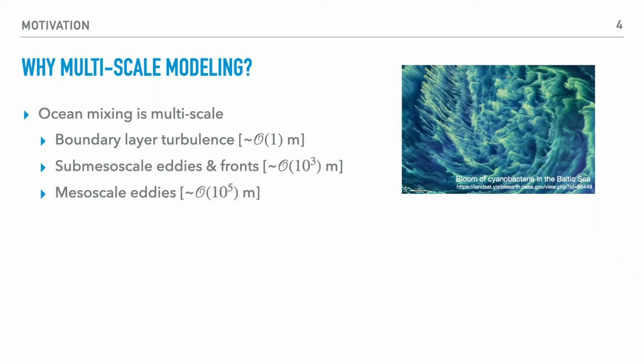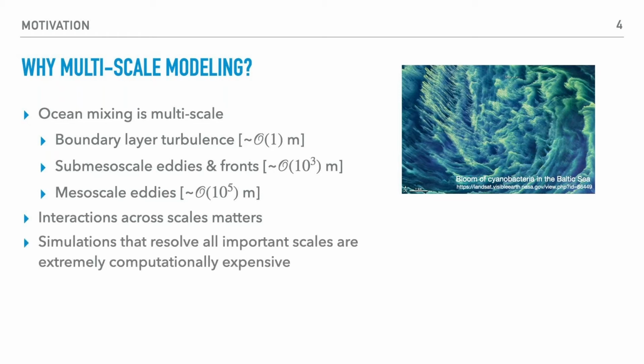So why do we care about multi-scale modeling? As shown in this figure I talked about before, ocean mixing is multi-scale. On the smaller side, there's boundary layer turbulence, on the order of a meter. There are also sub-mesoscale eddies and fronts, on the order of a kilometer. And on the large scale, we have the mesoscale eddies, about 10 to 100 kilometers. The interactions between these processes matter for ocean mixing, and simulations that resolve all these important physical processes are extremely computationally expensive.